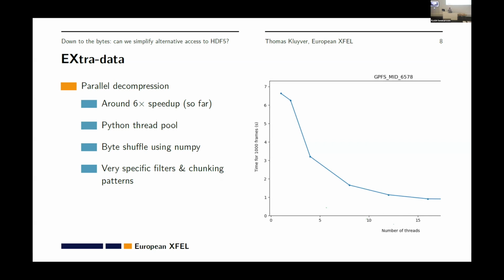And decompressing in parallel, just using a Python level thread pool, and with the byte shuffle implemented using NumPy, byte shuffle is really just a transpose operation, we've got about a 6 times speed up so far. I think there's probably more steps we could do, particularly with the byte shuffle, to speed this up more, but that was already a good first step.